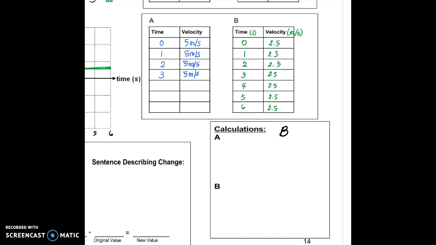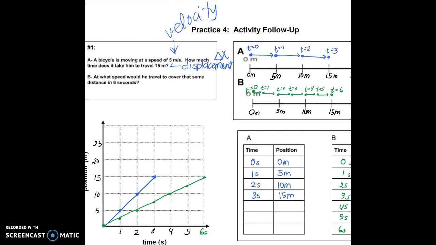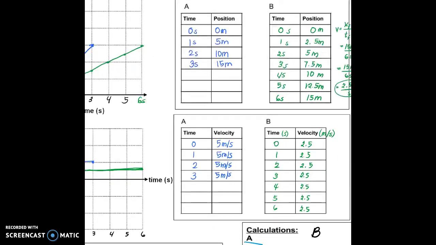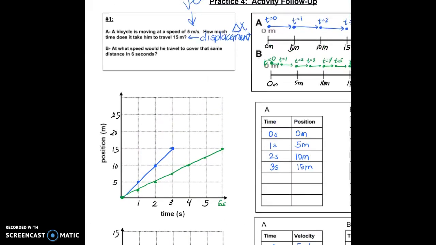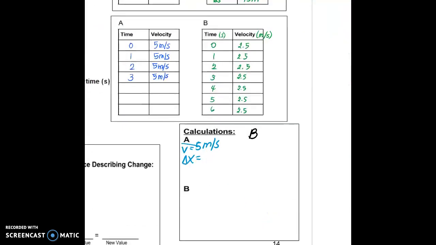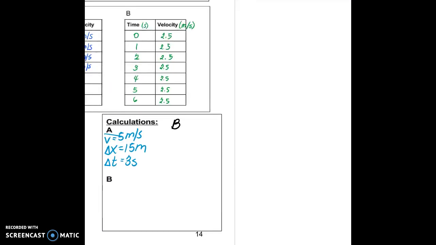For our A information, the problem tells us that the speed was 5 meters per second. So our velocity was 5 meters per second. Our change in position was 15 meters, so our displacement was 15 meters. And the time change, of course, was going to be 15 meters over something that equals 5, which is 3 seconds.